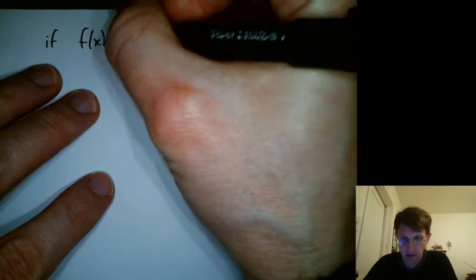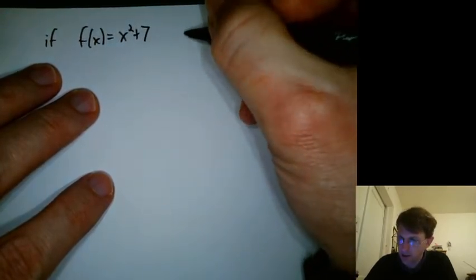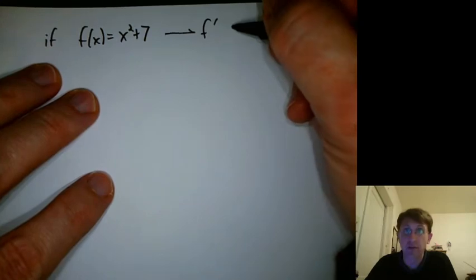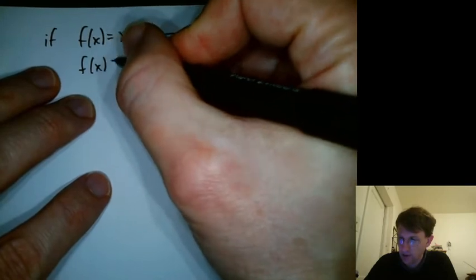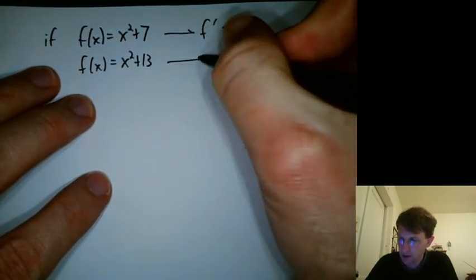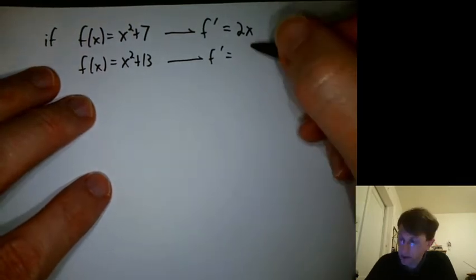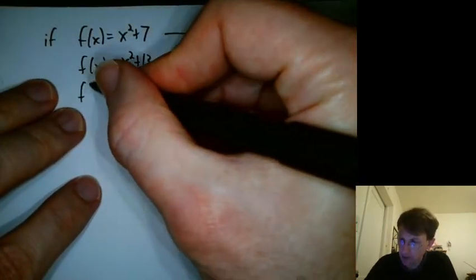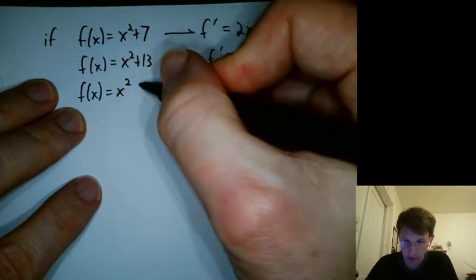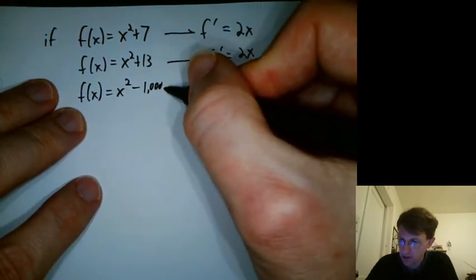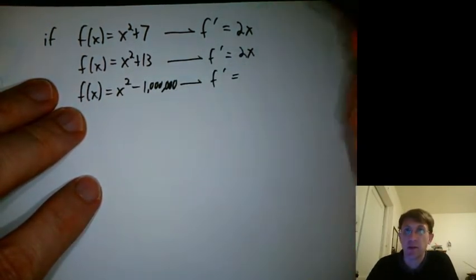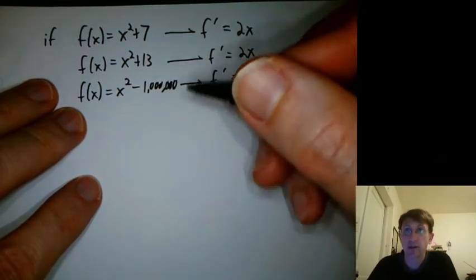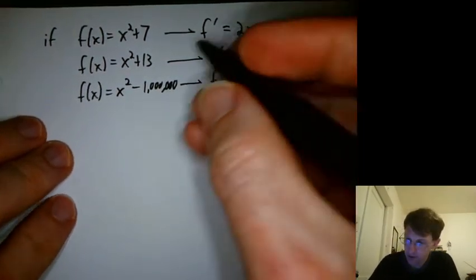Let's play with antiderivatives some more. Let's say f of x equals x squared plus 7. Actually, here we're taking derivatives. What is f prime? You'd say 2x, right? If f of x was x squared plus 13, you'd say f prime is 2x. What if f of x equals x squared minus a million? What is f prime? Take the derivative, the million becomes 0 because that's just a constant shift. So you'd still get 2x.